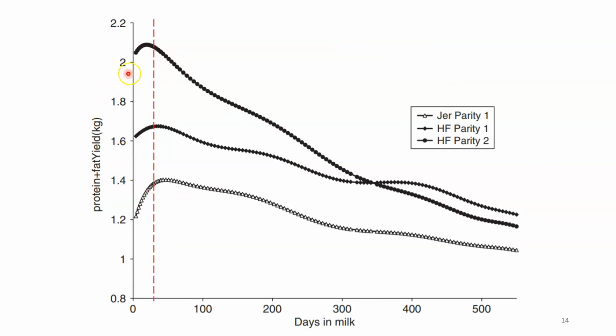So this says you can get as much as 2 kilos of protein plus fat a day from a cow. That's a lot. 2 kilos. Is that correct? Do you think that's correct? How can you do a calculation and see if that is correct? I'll pause the video, do a calculation from your existing knowledge and see if you can get these numbers.